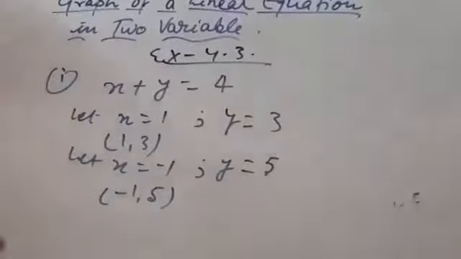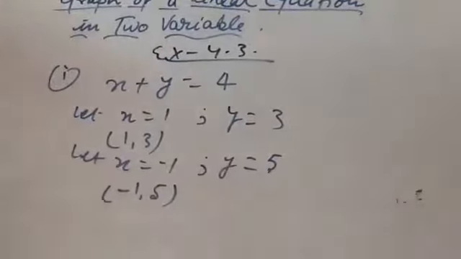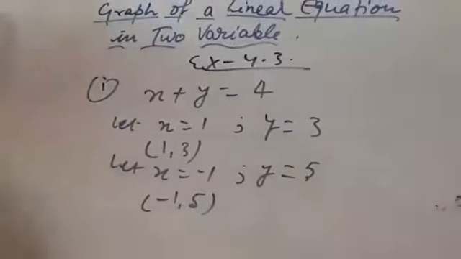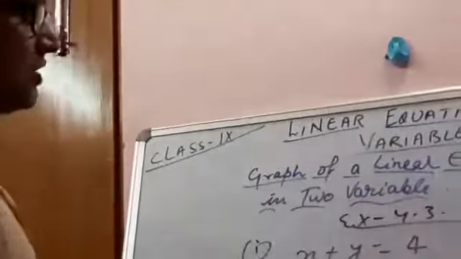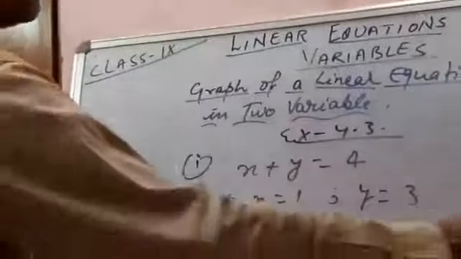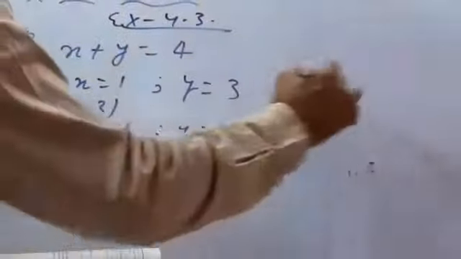So there are two solutions obtained from the algebraic methods, and now we proceed with the graphical representation and will draw the graph of this x plus y equals to 4.